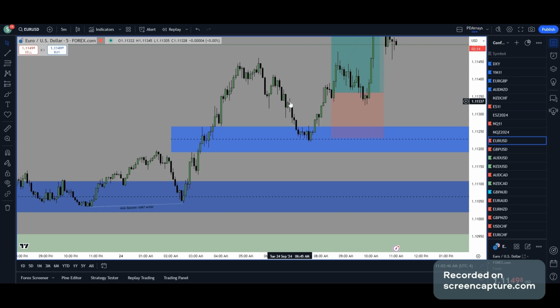Instead, I waited for this short term high right here to be violated or to be ran through. Once we had that, it left behind this wick and then this up close candle and then this down close candle, which created an implied fair value gap. So that was my entry point right there. I entered right here on this down close candle, as price was moving back down into this implied fair value gap.